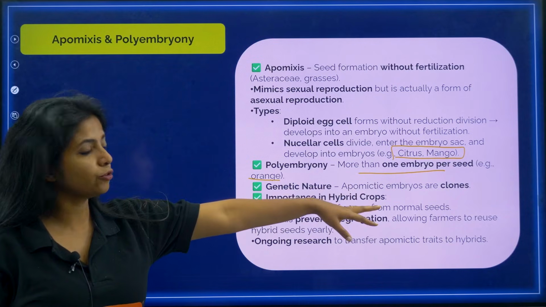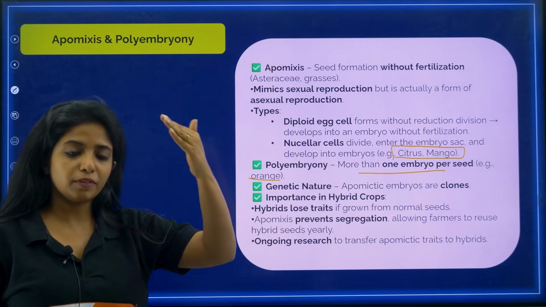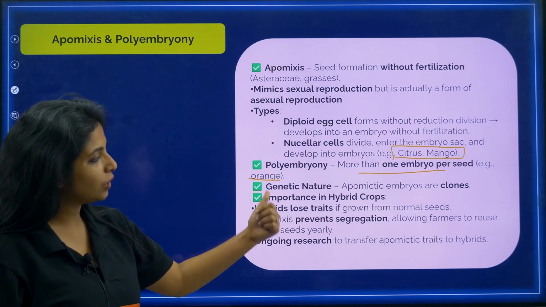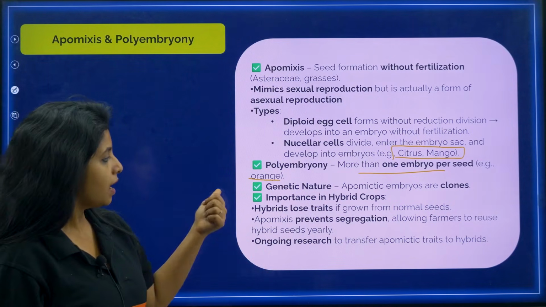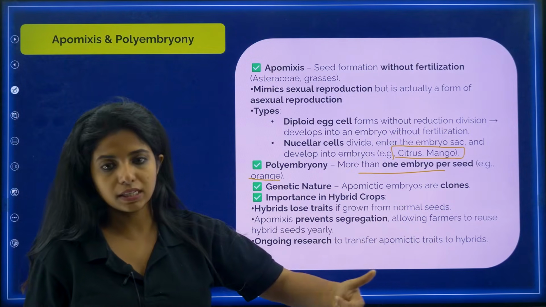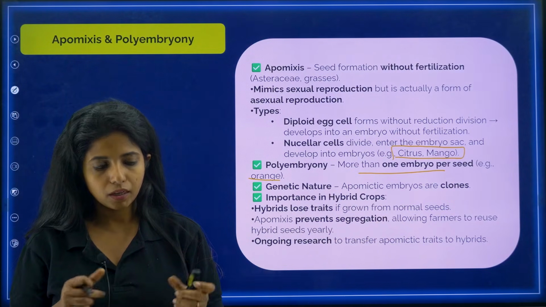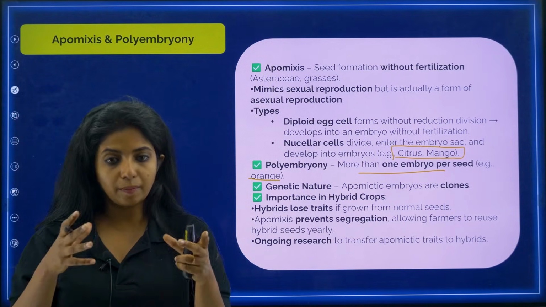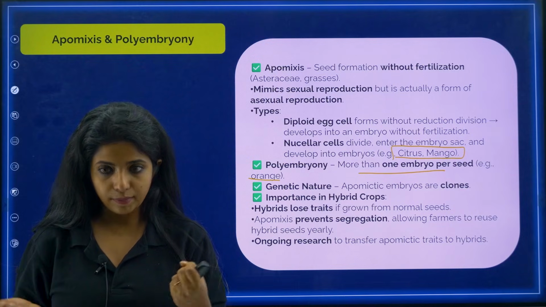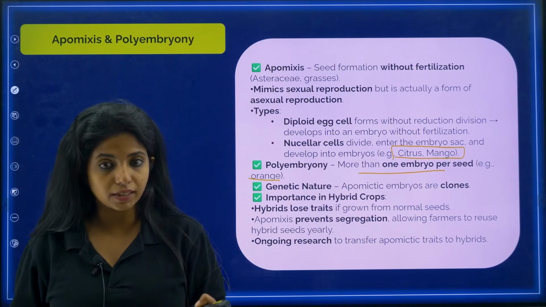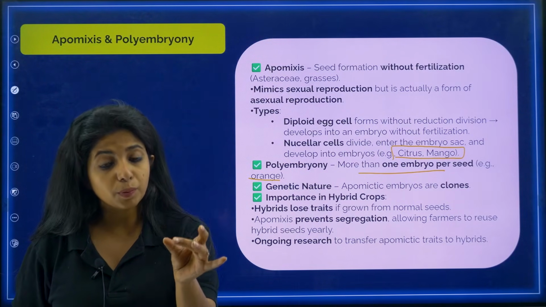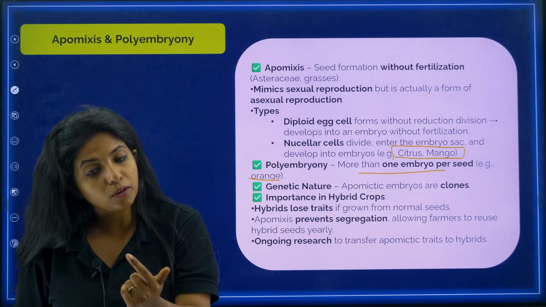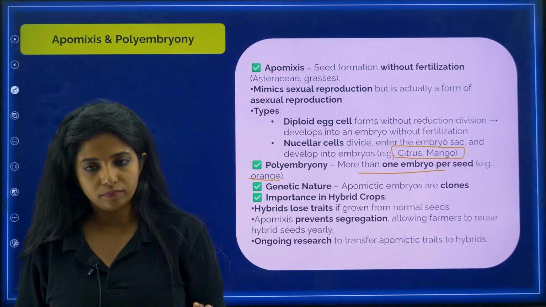Now genetic nature. Apomictic embryos are clones. Why do I call it clones? Because from the female parent, there is no male parent, so obviously same like the female one. Now, importance in hybrid crops is that hybrids lose traits if grown from normal seeds. For example, I have a hybrid plant, and when it will fertilize with another plant, probably it will be losing the character that it was having, because there is new genetic variation that is happening over here. But if I have an apomictic seed, my dear children, the hybrid variety is being maintained over here. This is one particular parent plant. Do you need another parent? No.